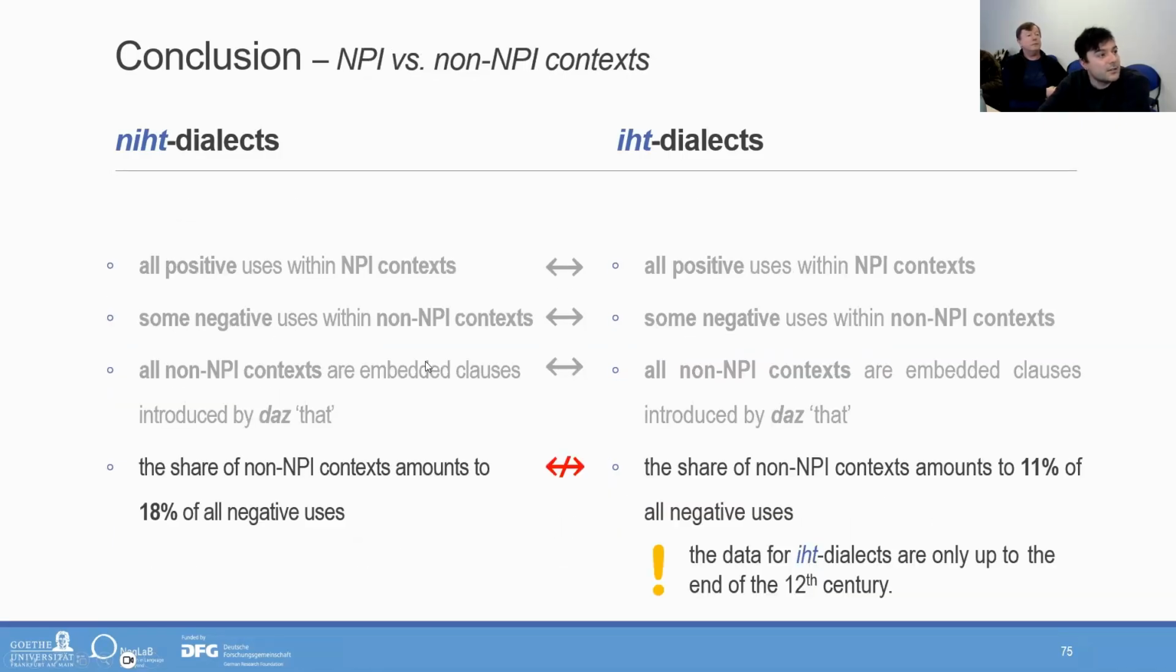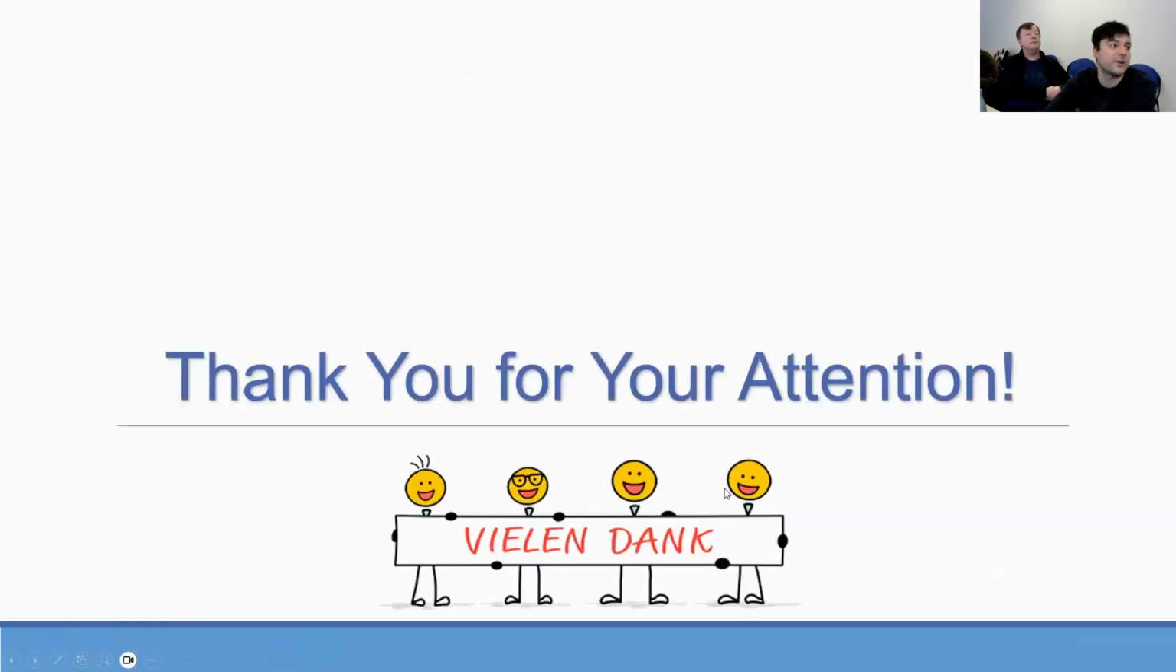And concerning the, let's say, NPI-hood of the context in which it happened, we can see that the share of non-NPI contexts amounts to 18% of all negative uses in the niht dialects, whereas it was only 11% in Ich dialects, surprisingly, but we said, okay, it's still only until the end of the 12th century. It will probably increase also in those dialects. And thank you for your attention.